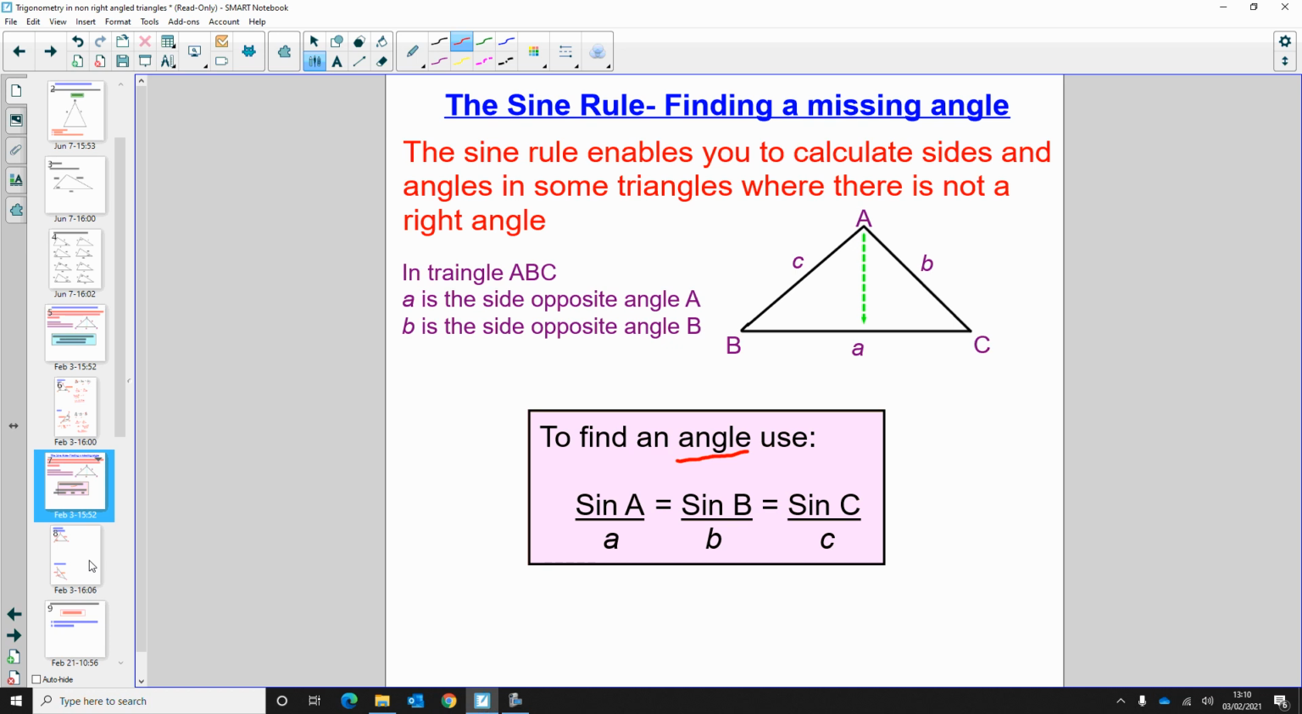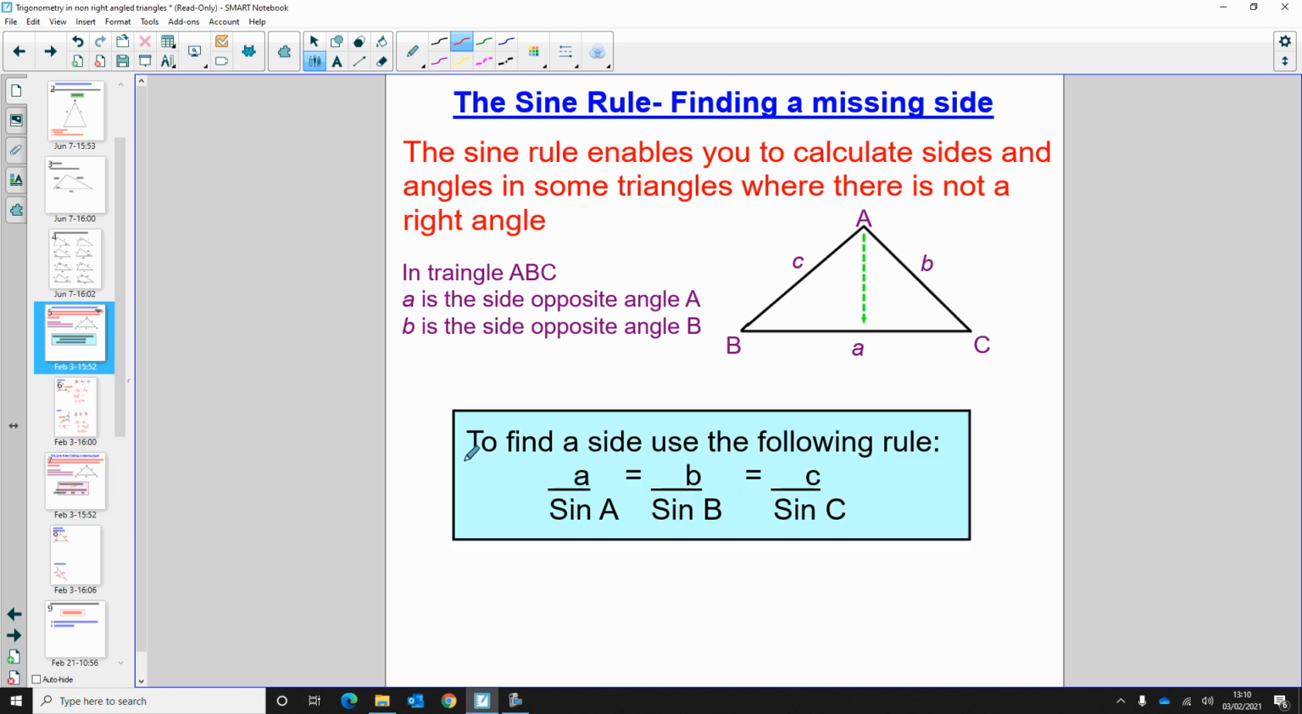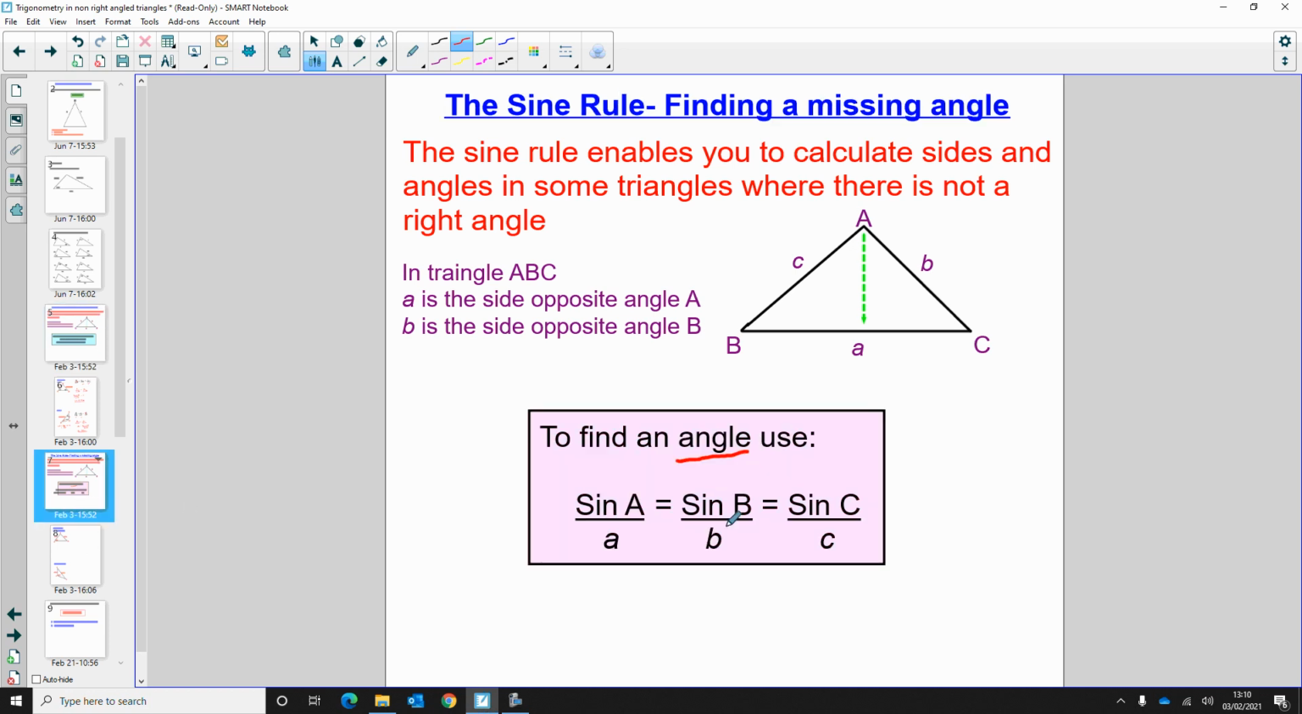So you use that for finding a missing angle. When you're finding a missing side, we'll use this rule, where the sides are on the top. And then when you're finding the missing angle, that's when the angles are on the top. So we just flip it over.